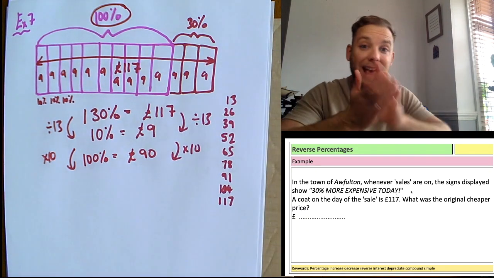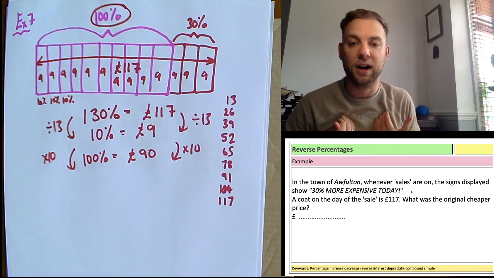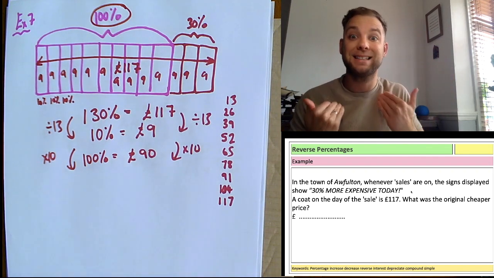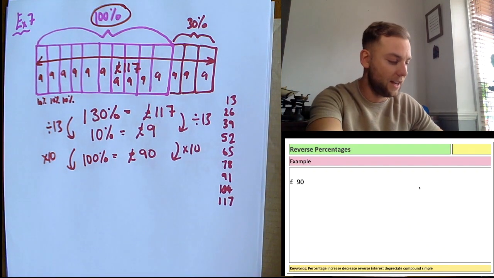So that one there was an example of percentage increase. Reverse percentages. Again, notice with this one it says, what was the original price? What was it before? We're looking at the past tense here. Okay, so let's have a little look at that. £90, brilliant.